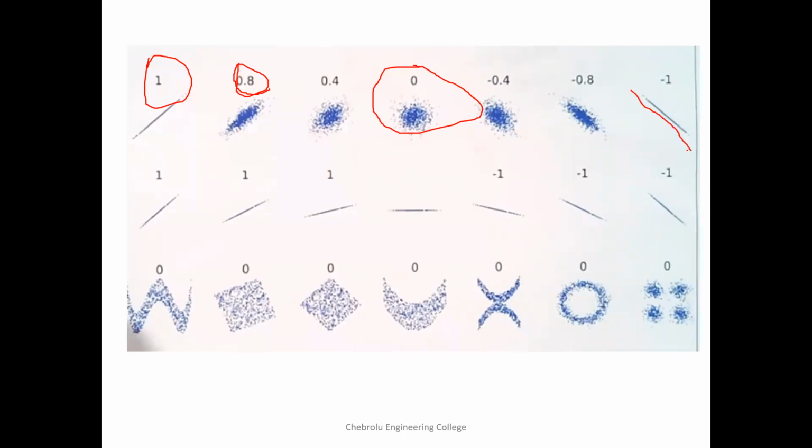So this is called correlation. By calculating the correlation, we can definitely come to a conclusion about the relation between two attributes or two features. You can see here, these are all called linear.